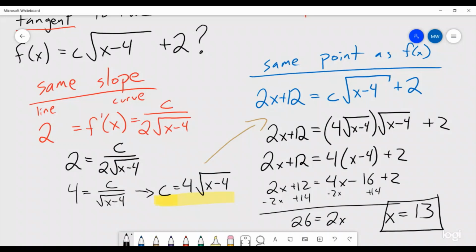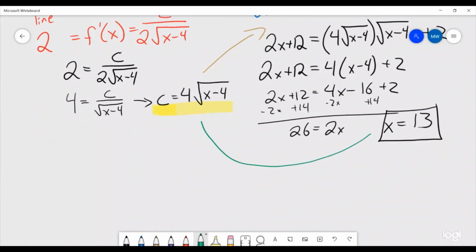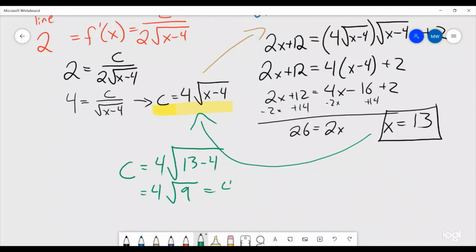But that's not what we're looking for. We're looking for what value of c it's going to be. So now what we're going to do is take this value of x and plug that back into here. So that means we know that c is equal to 4 times the square root of 13 minus 4. So that's 4 times the square root of 9, which is 4 times 3, which is 12. So that means that c equals 12.